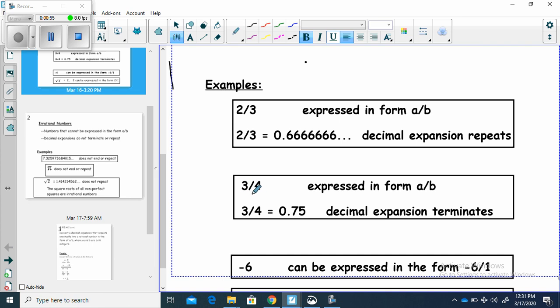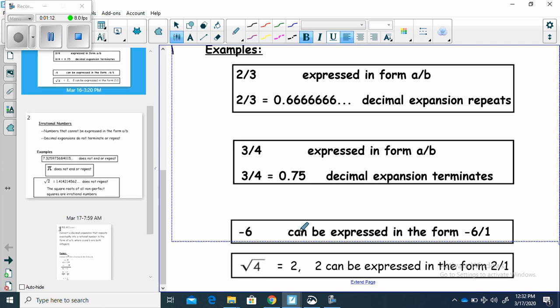How about 3/4? Well, if I divide 3 by 4, what I'm going to get is 0.75. So not only is it expressed in the form a over b, but the decimal expansion terminates. That means it ends. There's nothing past this 5.